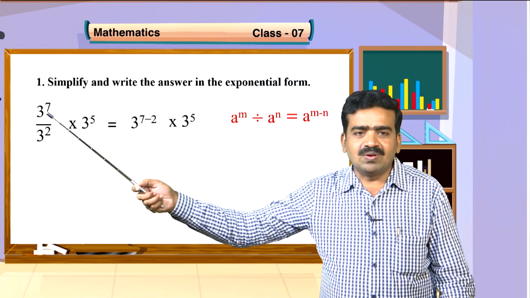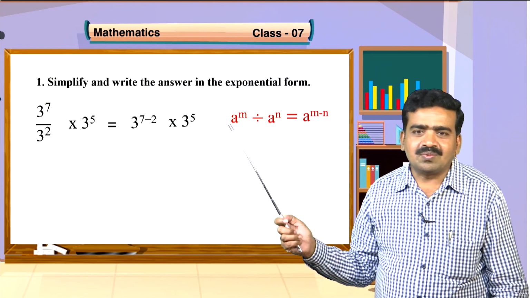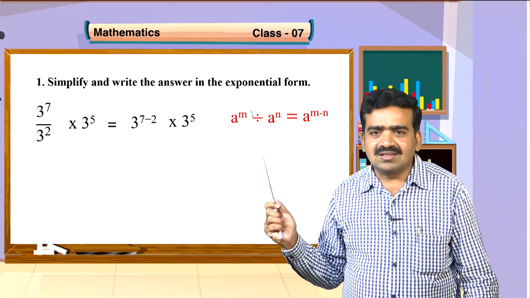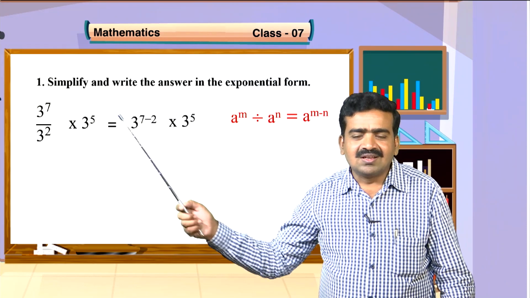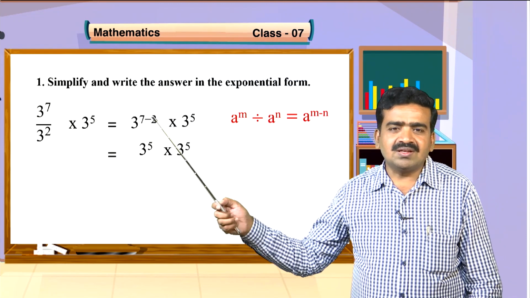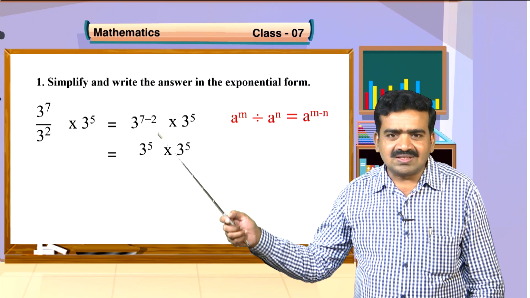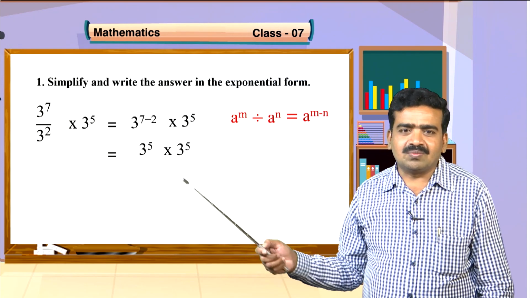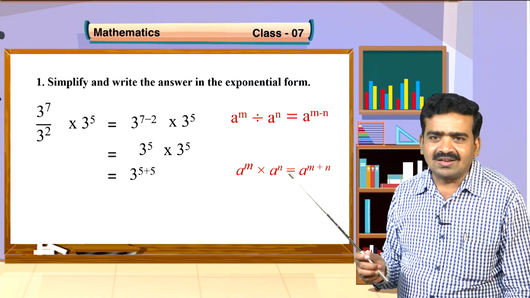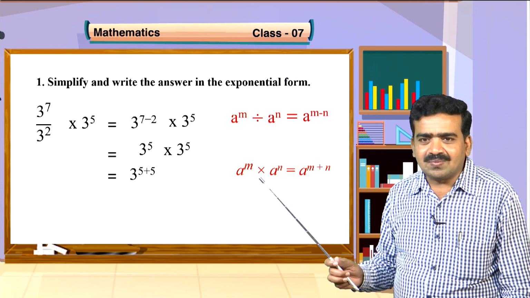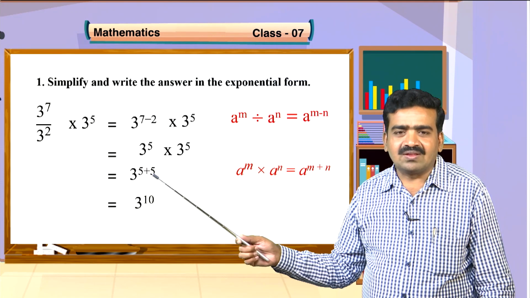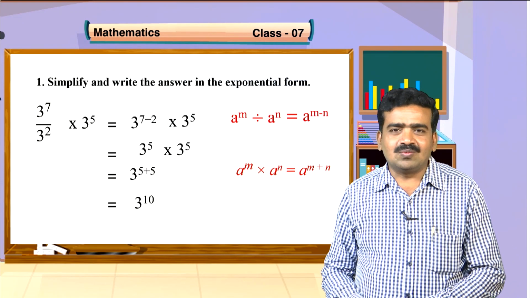So, here to simplify these two, we have to use the law a to the power of m divided by a to the power of n is equal to a to the power of m minus n. So, based on this law, we can simplify these two as 3 to the power of 7 minus 2 into 3 to the power of 5. So, 7 minus 2 is 5, therefore, the simplest form of this is 3 to the power of 5 into 3 to the power of 5. So, by using the law of exponent, a to the power of m into a to the power of n can be written as a to the power of m plus n, because the bases are the same. So, we are adding the powers or exponents, that is 5 plus 5. The final answer is 3 to the power of 10.